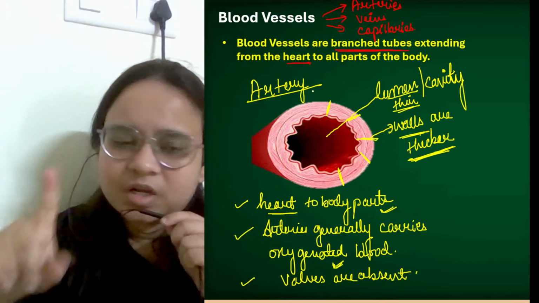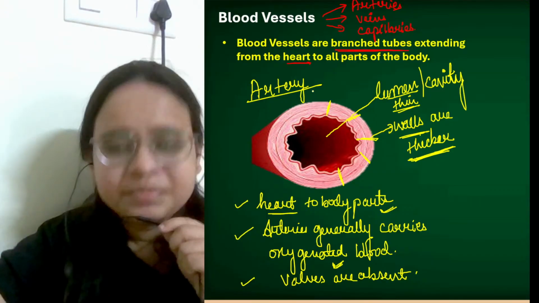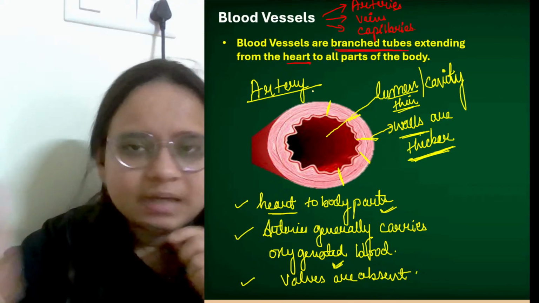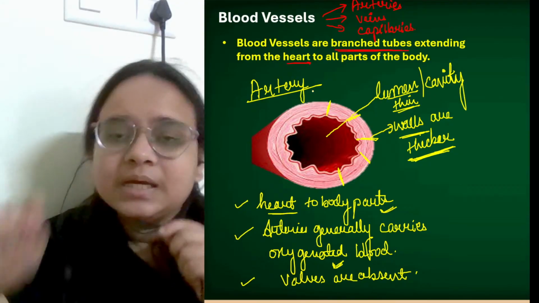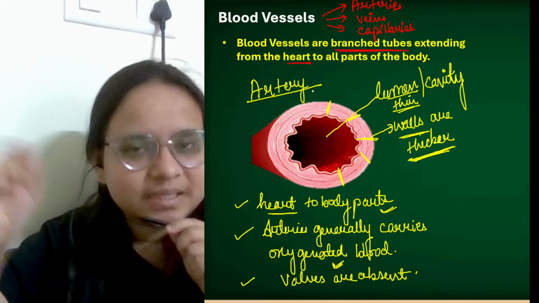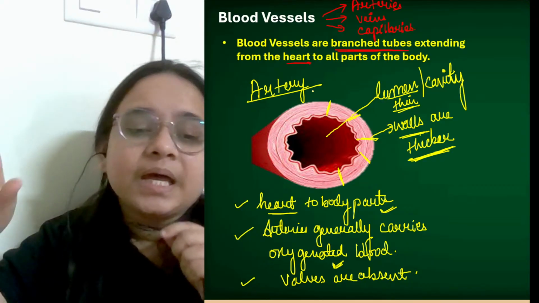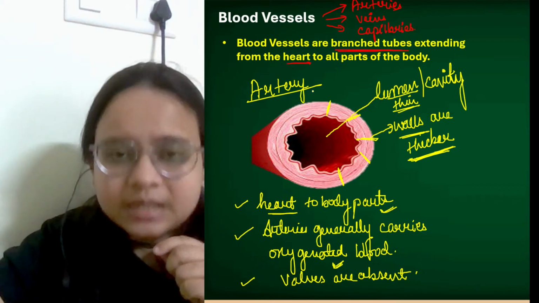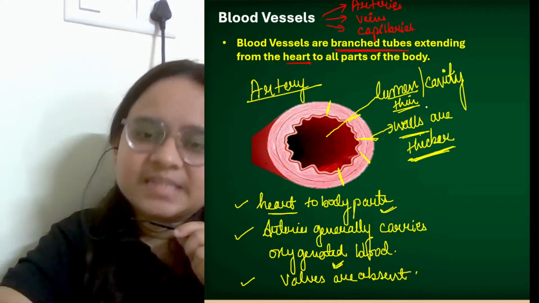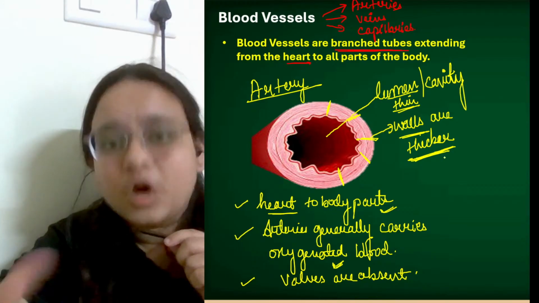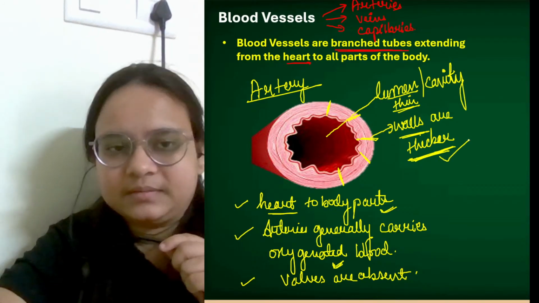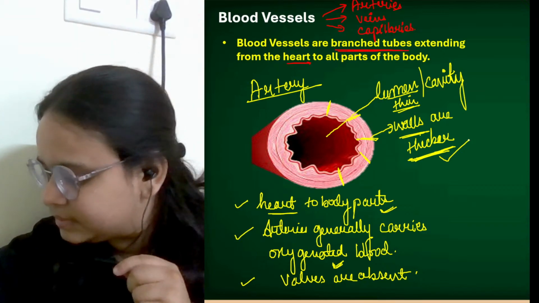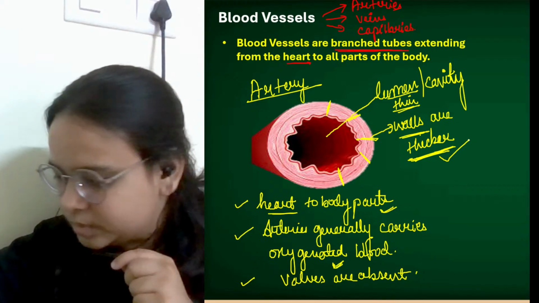So there are basically 5 points. First, arteries always emerge from the heart to body parts. Second point is arteries carry oxygenated blood, generally, not always. There are certain exceptions even. Then valves are absent in arteries. Third, the lumen or the cavity is thin, whereas the walls are thicker in case of artery, right? In case of artery, the walls are thicker.